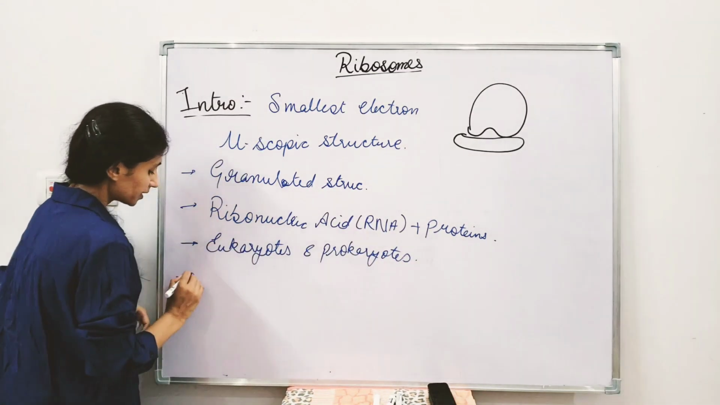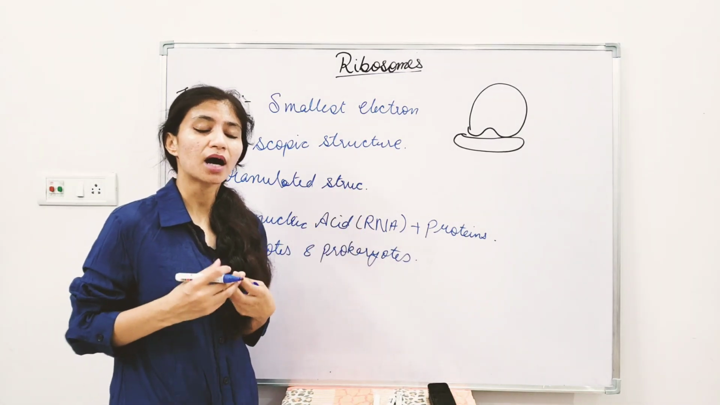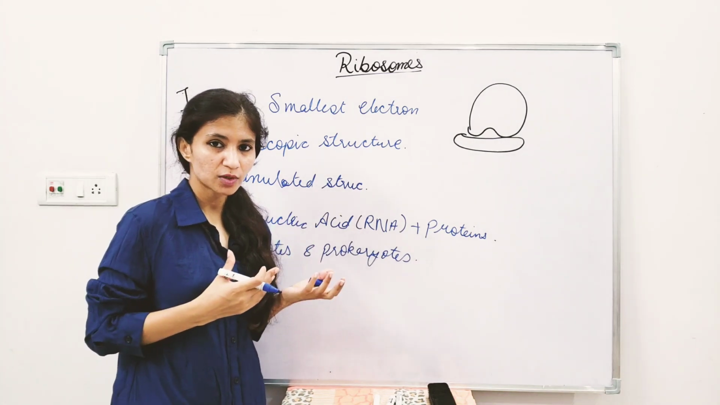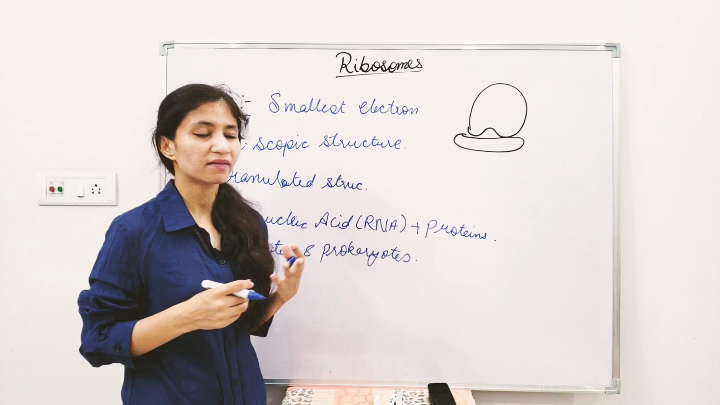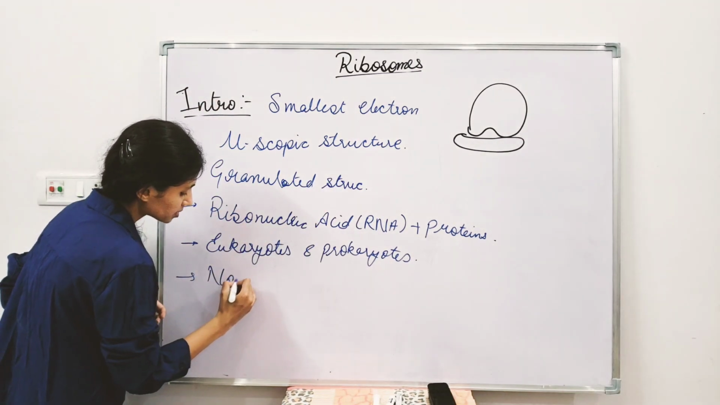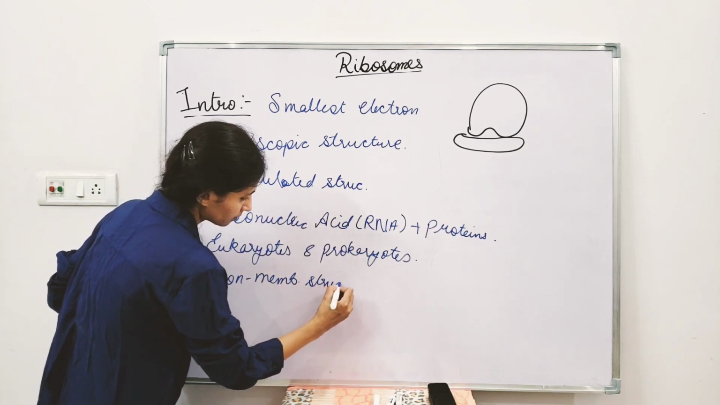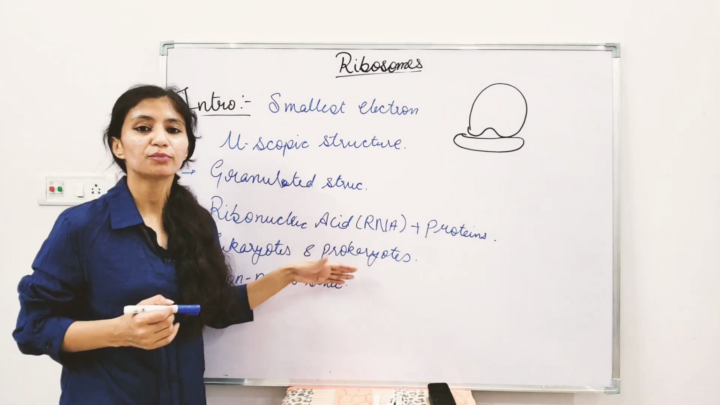Next, they are non-membranous structures, which means they don't have a membrane. As we have studied, certain membranous structures were there, like your ER and your lysosomes, but these are not membranous structures, these are non-membranous structures. That is why they are common in eukaryotes as well as in prokaryotes.